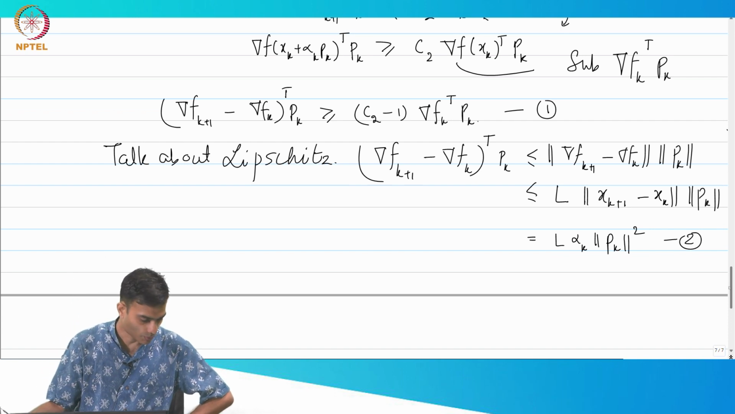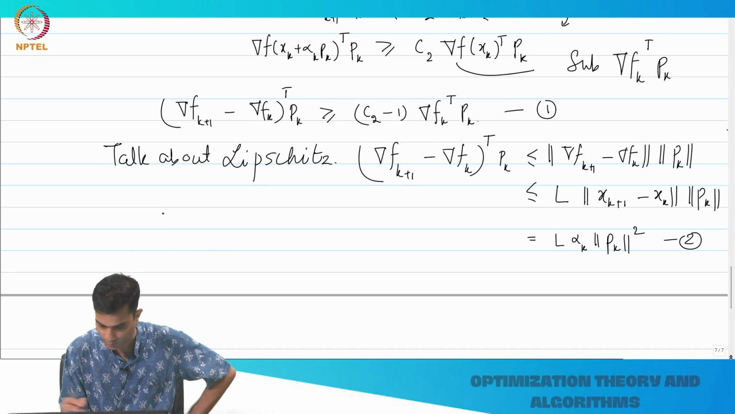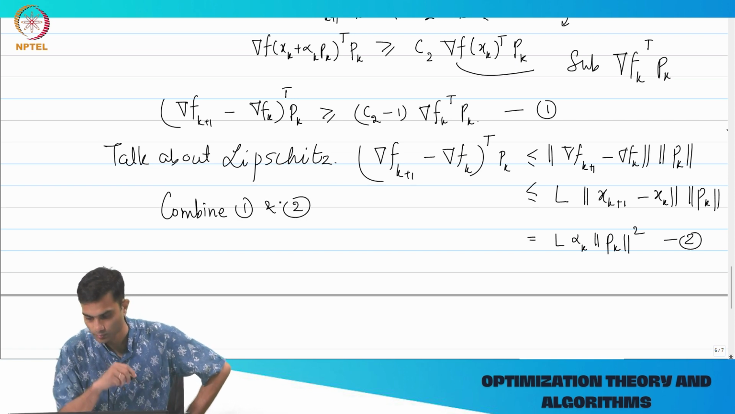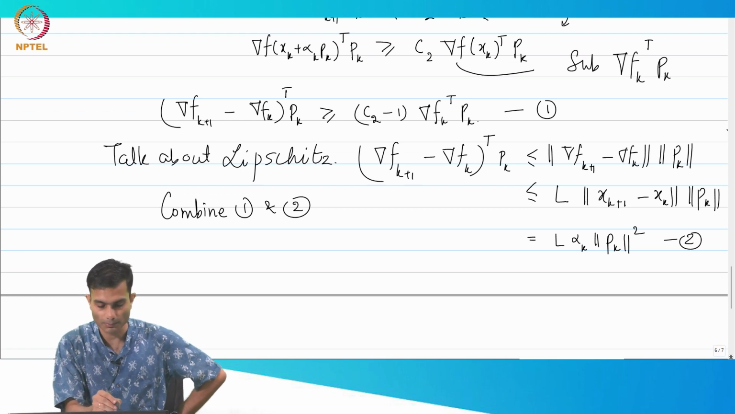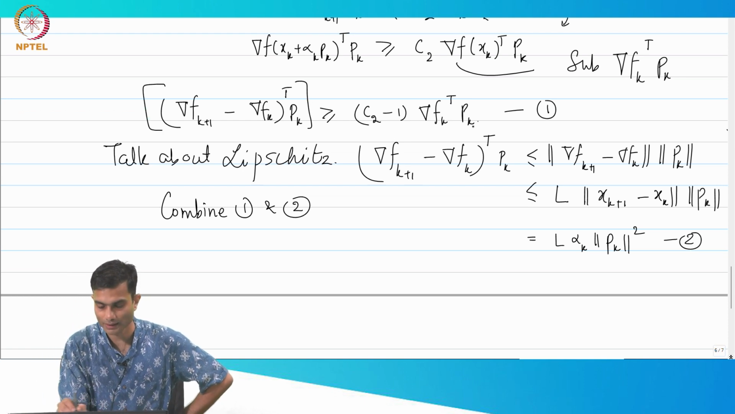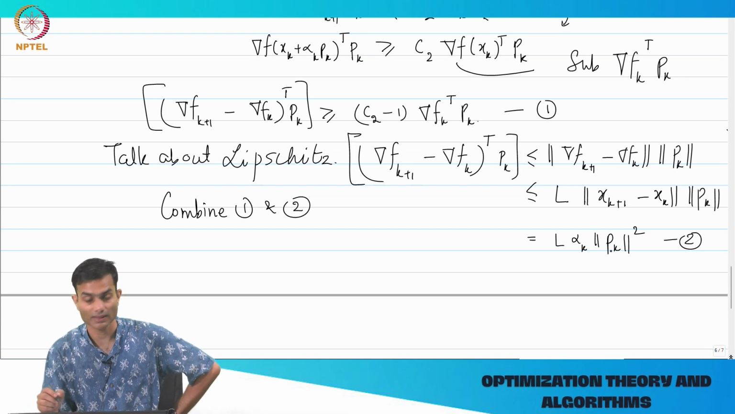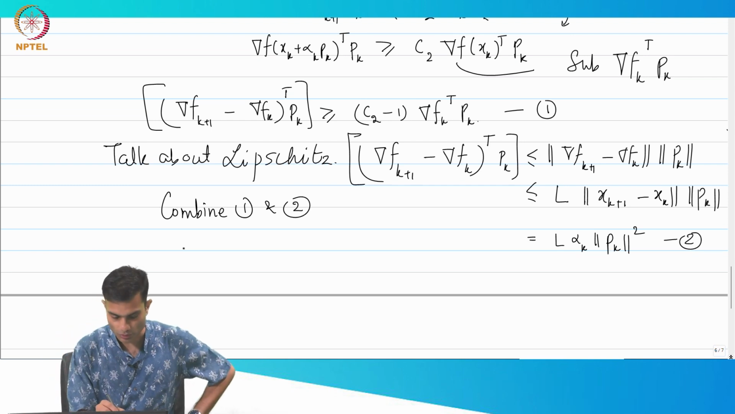Okay. So, that's right here. Can I combine 1 and 2? This term over here is greater than something, but this same term over here is less than something. So can I combine these two inequalities? Yeah. So what am I going to get?